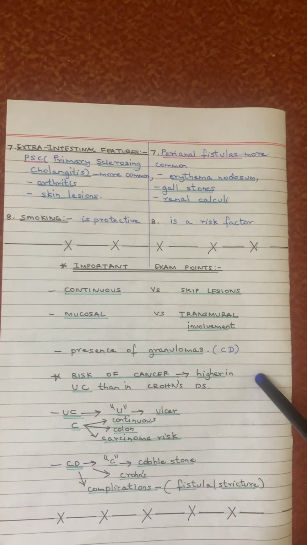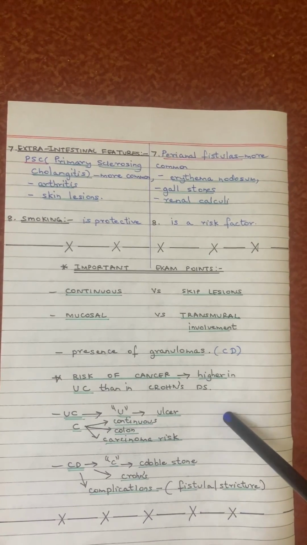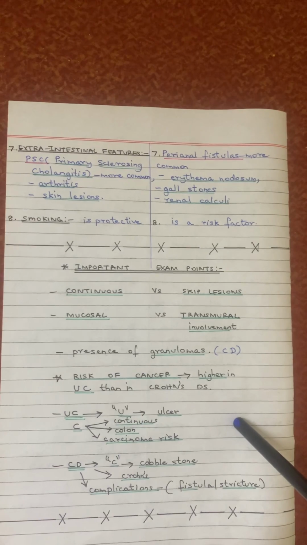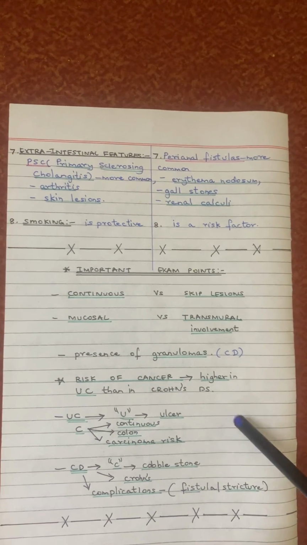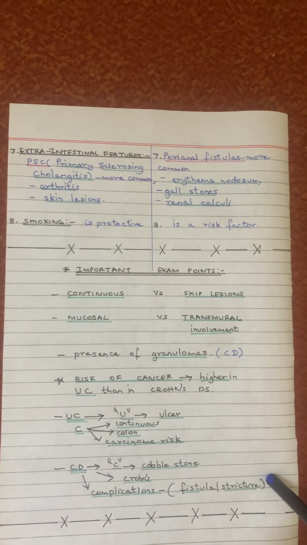Now just remember UC, ulcerative colitis. Now this U stands for ulcer, and this C stands for continuous, C stands for colon, and C stands for carcinoma risk. Now in case of CD, that is Crohn's disease, the C stands for cobblestone, the C stands for Crohn's, and again C complications are fistula and stricture. With this, we complete the difference between ulcerative colitis and Crohn's disease. This is a quick revision, okay, and this is very important from exam point of view.